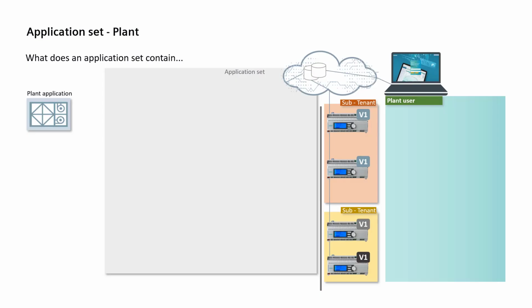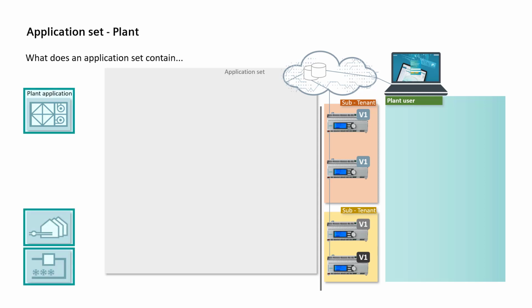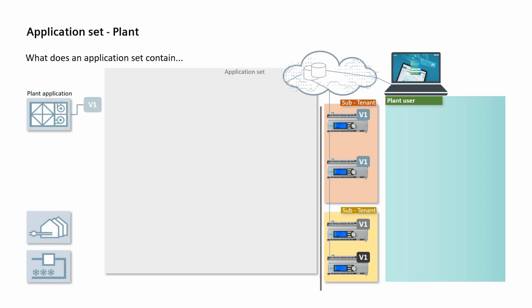The application set is used to standardize the application view for plants running the same application. We will explain the implementation of the application set based on the programming to be performed. An application set is created for air handling units, heat pumps, or chiller applications, for example. Next, versions of application sets can be created. For instance, an air handling unit application will be updated to a newer version.